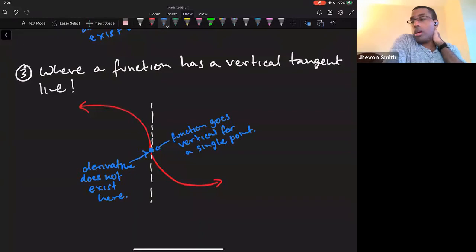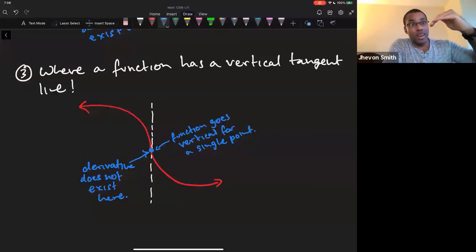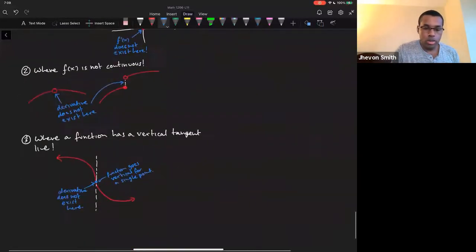And of course, a function can never go vertical for more than a single point, because it would fail the vertical line test and it would no longer even be a function. So it can only do this for one point, a split second. It's approaching vertical, not quite vertical, it's getting steeper, super steep, but it never actually goes vertical for more than a point before it starts to get less steep. So that's a situation in which a derivative won't exist either.